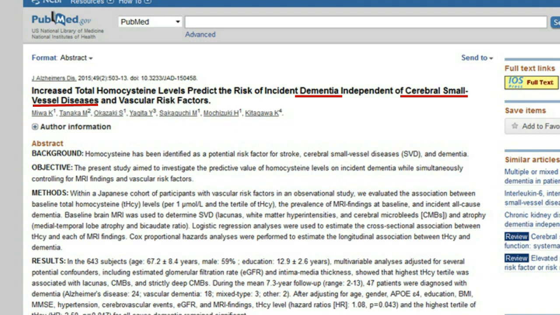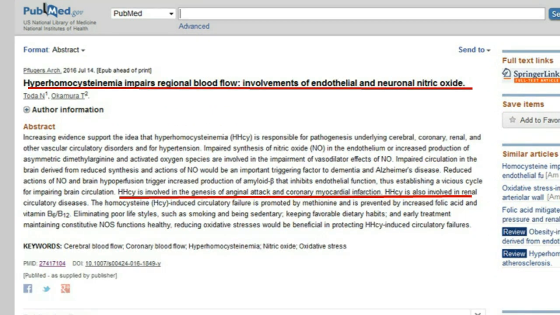This particular article, 2015, from the Journal of Alzheimer's Disease, associates increased homocysteine levels with predicting dementia and cerebral small vessel disease and vascular risk factors. So it's not just an isolated document, it's not just an isolated piece of research that's coming out, but in many different journals we're beginning to see this coming up more and more.